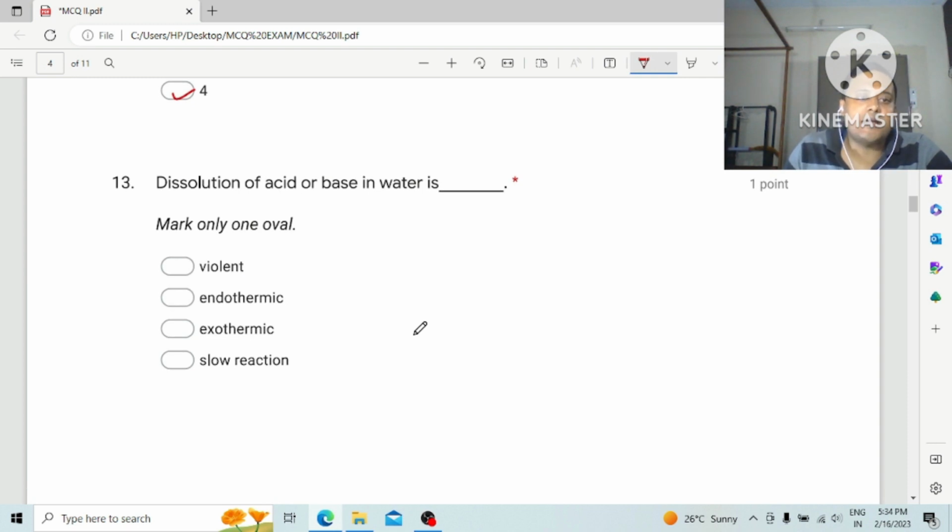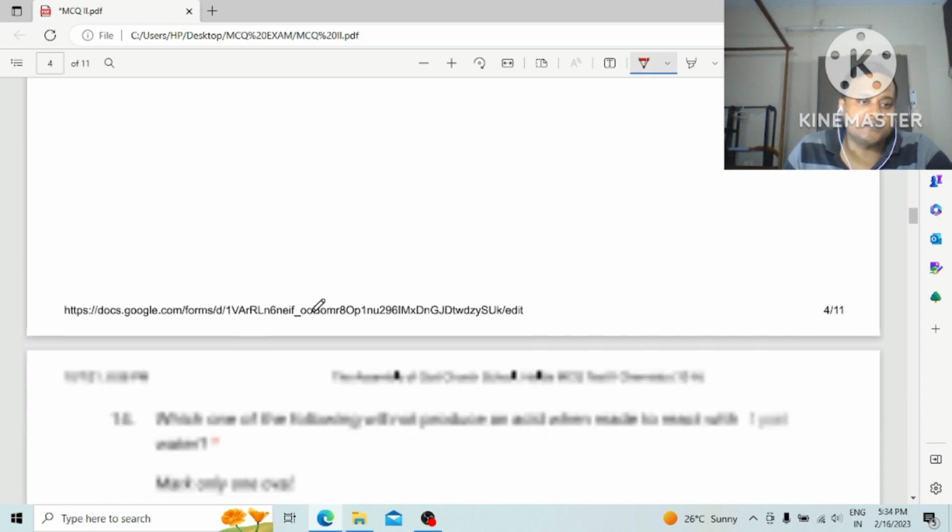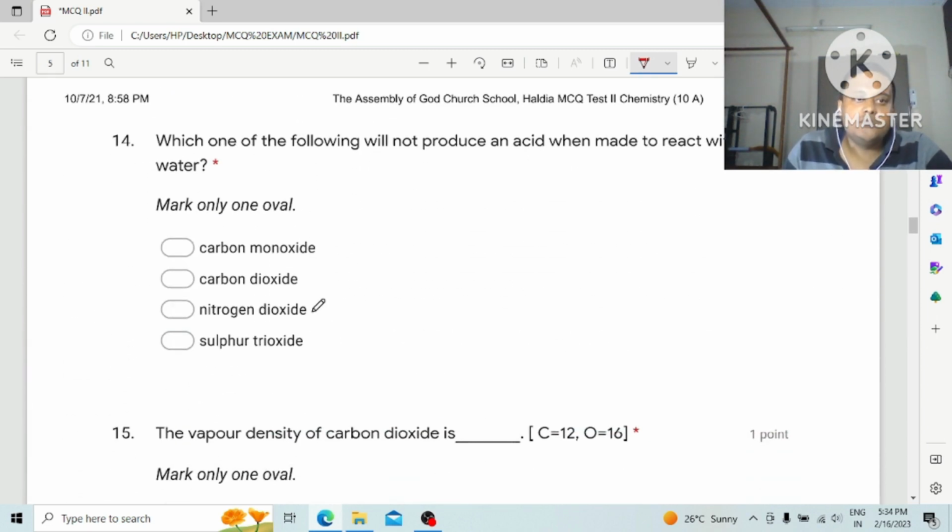Now, dissolution of acid or base is always exothermic in nature. It produces heat energy. Which of the following will not produce an acid when made to react with water? Carbon monoxide, because this is a neutral oxide. A neutral oxide does not produce acid when it reacts with water, but the other three, carbon dioxide, nitrogen dioxide, sulfur dioxide, are acidic oxides, so they react with water to form acid.